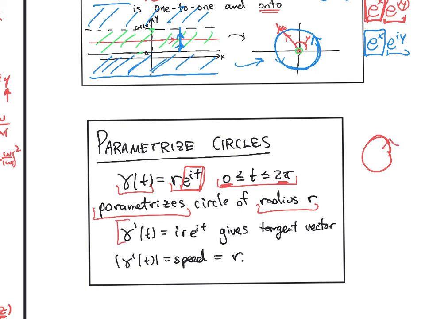And you can take the derivative of this and it'll give you the tangent vector of this parameterization, and this is a particularly important parameterization because it has a fixed speed. If I take the modulus of the derivative, which was i r e to the it, its modulus will just be r, so it's a constant speed parameterization of the circle.